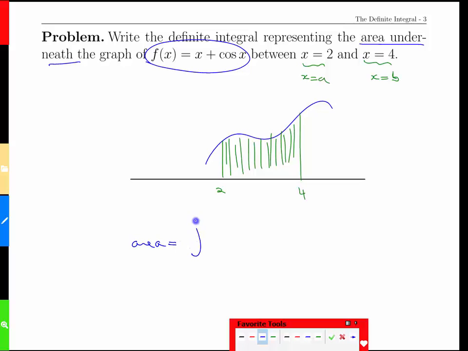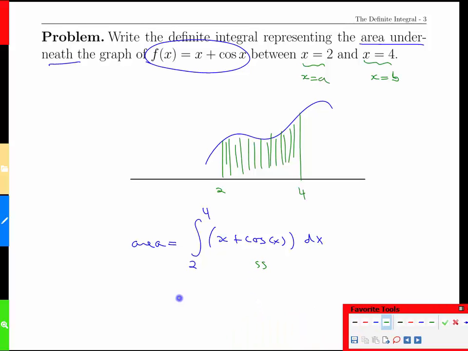Well, that area can be written notation-wise as the integral from 2 to 4 of x plus cos of x dx. And again, think of that as equivalent to the sum of some function values, which is x sub i plus cos of x sub i, all times delta x, heights times widths.